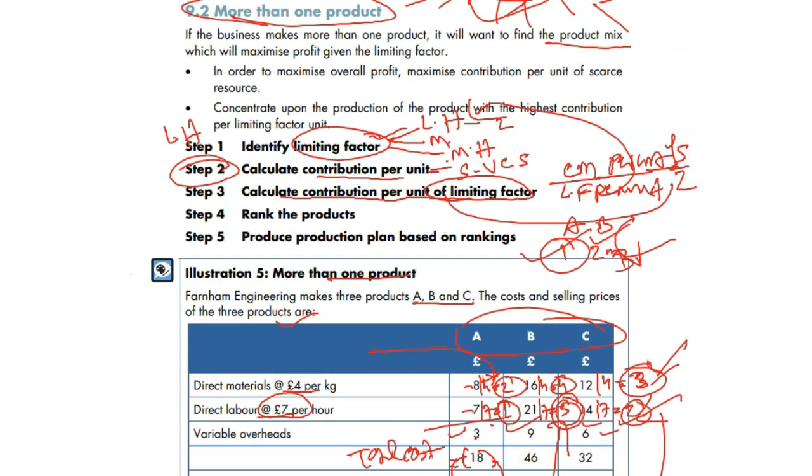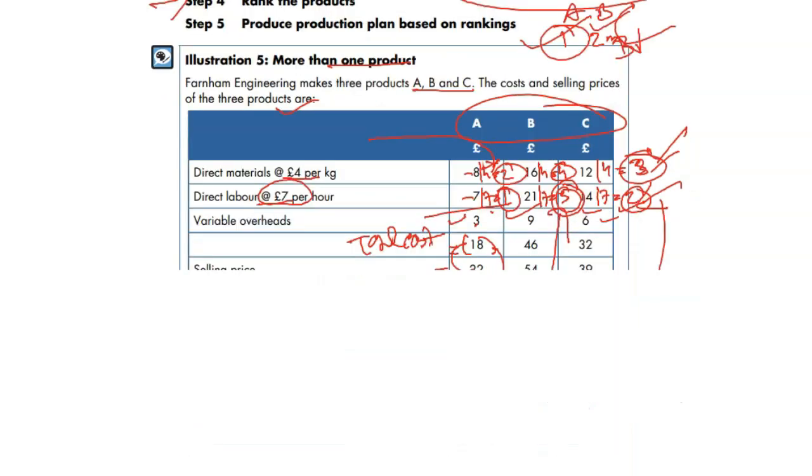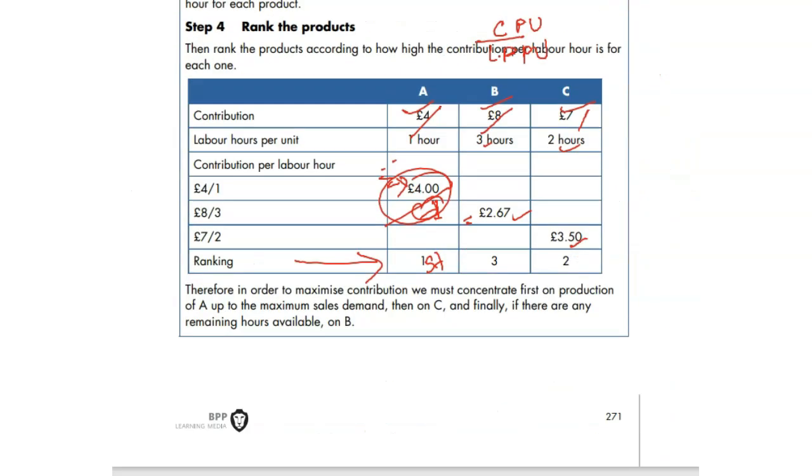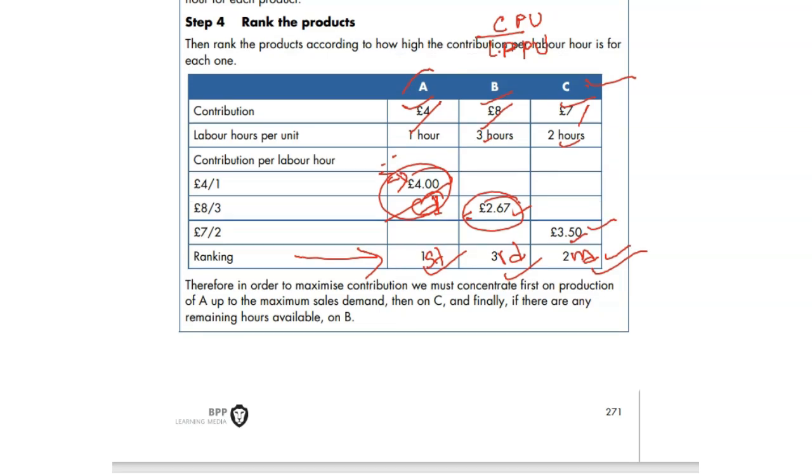Look at the steps. Step number 4, by the way, is not the last one. After that we allocate the hours based on the ranking and produce the plan basically. Ranking we're doing first, then C is the second one. After producing all of the A, any hours remaining, you're going to produce C, and if there are any hours remaining after that, you're going to produce B. A is the first, C is the second, and B is the third.